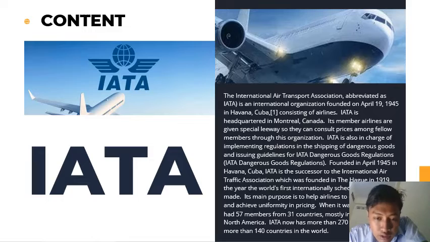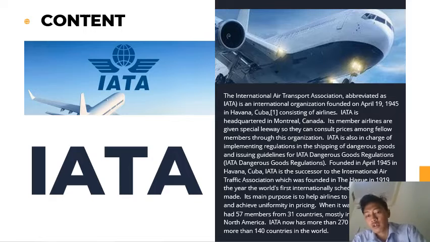When it was founded, IATA had 57 members from 31 countries, mostly in Europe and North America. IATA now has more than 270 members from more than 140 countries in the world.